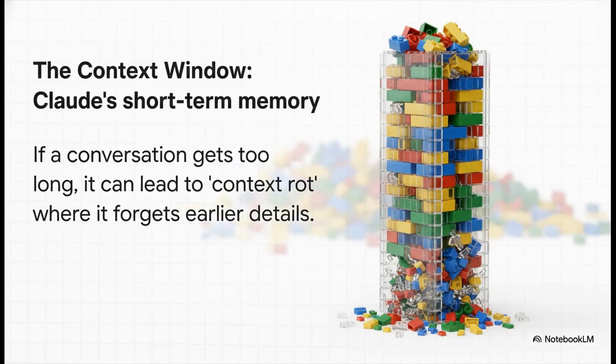Okay, let's talk about the context window. In the simplest terms, it's just Claude's short-term memory. Everything you type, every file it looks at, it all gets held right there. But, and this is a big but, it has a limit. If your conversation goes on for too long, things can get a little messy. It's called context rot, and it's basically when Claude starts to forget what you talked about at the beginning. We'll fix that later, though.